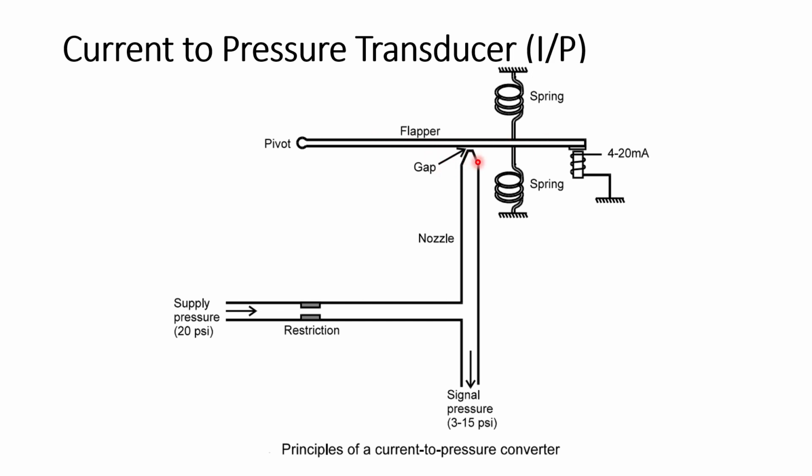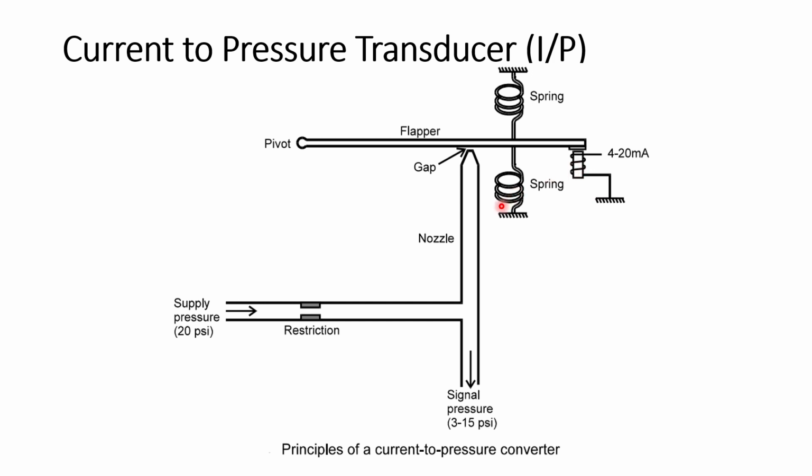There is a nozzle, and this is the flapper, and there is a gap here. This is a spring, and here is the magnet. When there is no current, the spring will pull the flapper up, and air will get drained out through the gap between the nozzle and the flapper, and accordingly you will get a very low pressure, as low as 3 psi.